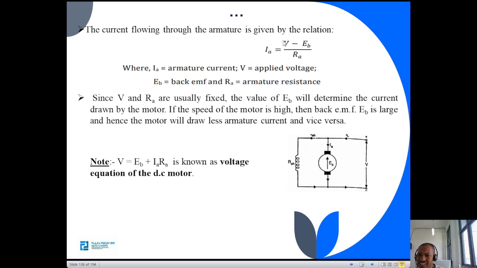And normally V and RA are fixed. We give a fixed supply, and this RA is not going to be changed for a machine, so they are usually fixed. So the value of EB will determine the current. This current value will depend on this EB, it means that is the only factor which is deciding this IA, because these are fixed. So if the speed of the motor is high, for example, the back EMF is large, and hence the motor will draw less armature current and vice versa. It means if the speed of the motor increases, see what is back EMF?